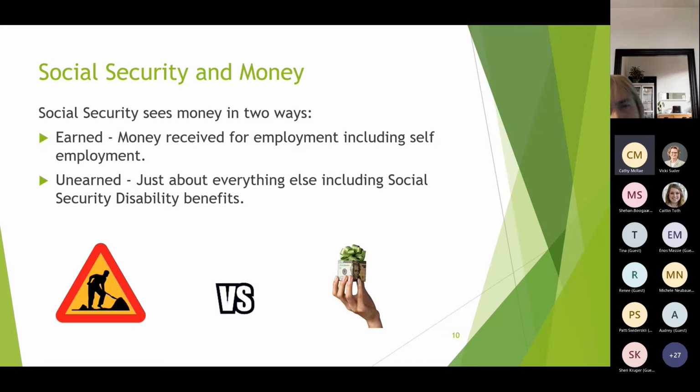So Social Security looks at money in two different ways. It looks at money that you earn from employment or self-employment, and money that is unearned, which is just about everything else. It can be annuities, it can be stocks, it can be other Social Security disability benefits would be included in unearned income. So that's important to keep in mind, the two ways that Social Security looks at money: earned and unearned. Next slide, please.